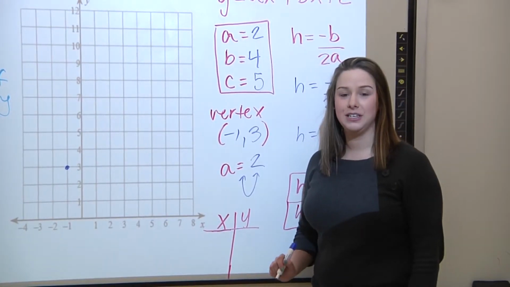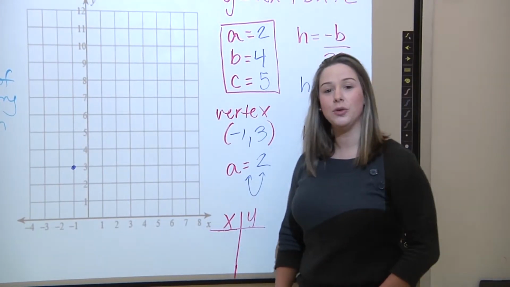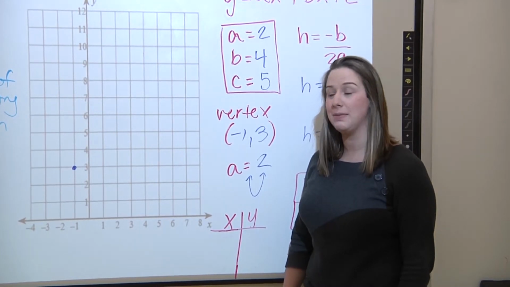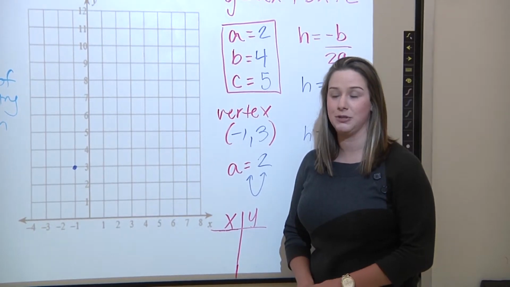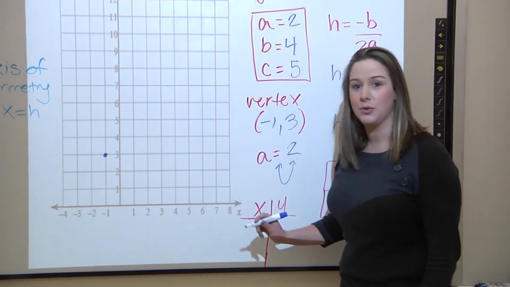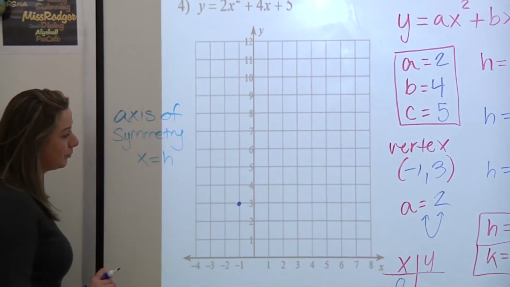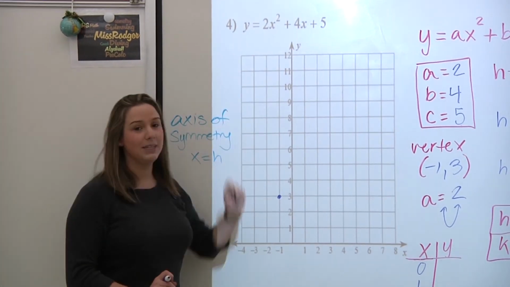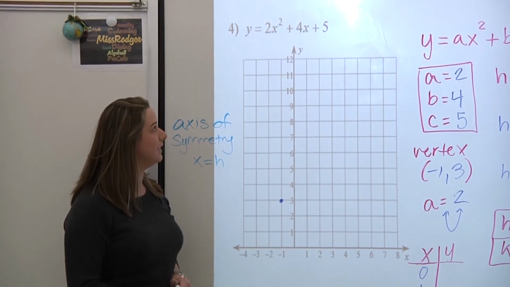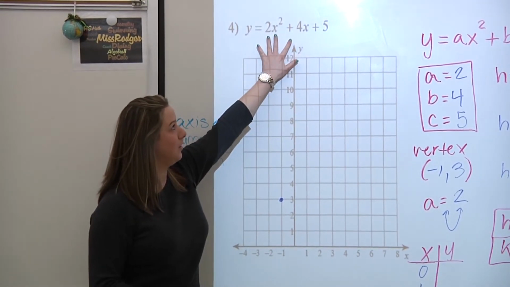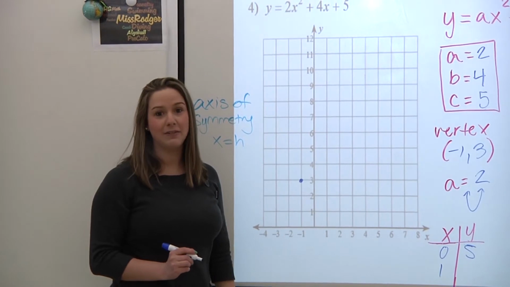Let's build our table to get additional points on the graph, either 2 points to the left or 2 points to the right. Remember, the only reason why we have to select 2 in our table is because parabolas are symmetric. Thus, we can reflect about our axis of symmetry. Let's use 0 and 1. When we substitute 0 in, 0 squared is 0, 0 times 2 is 0, 4 times 0 is 0, plus 5. 0, 5 is one ordered pair on the graph.